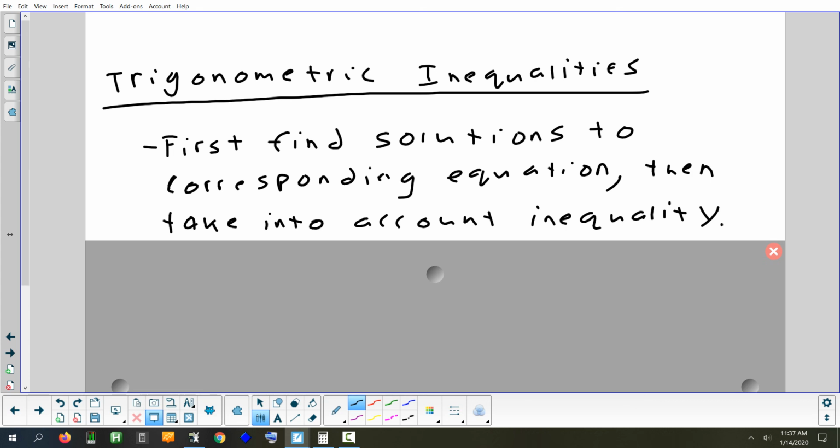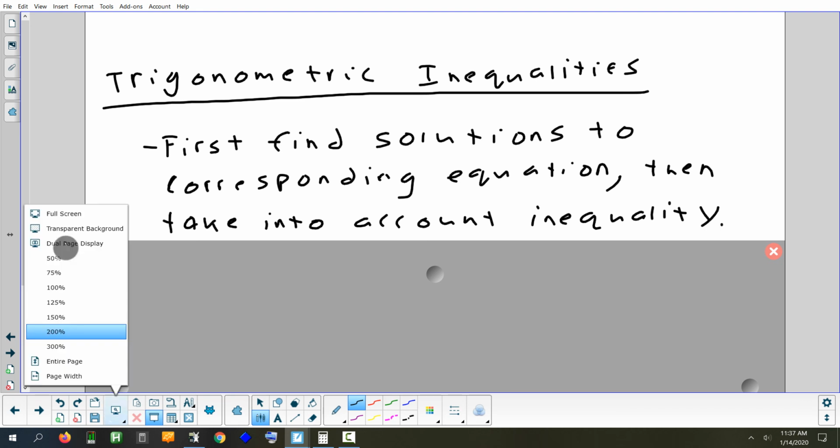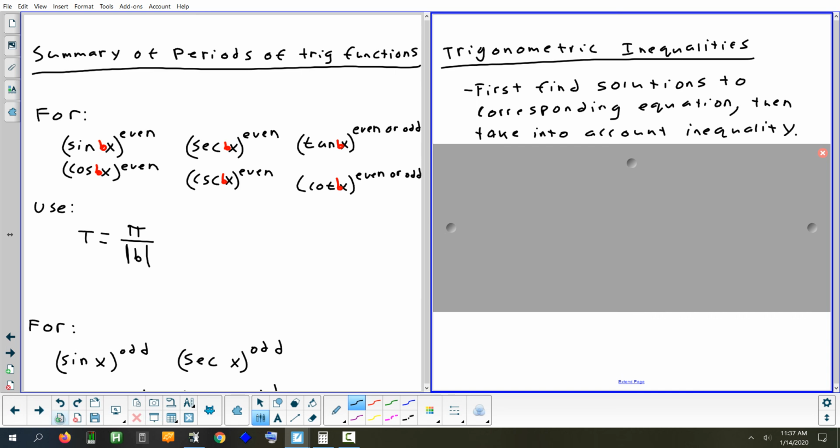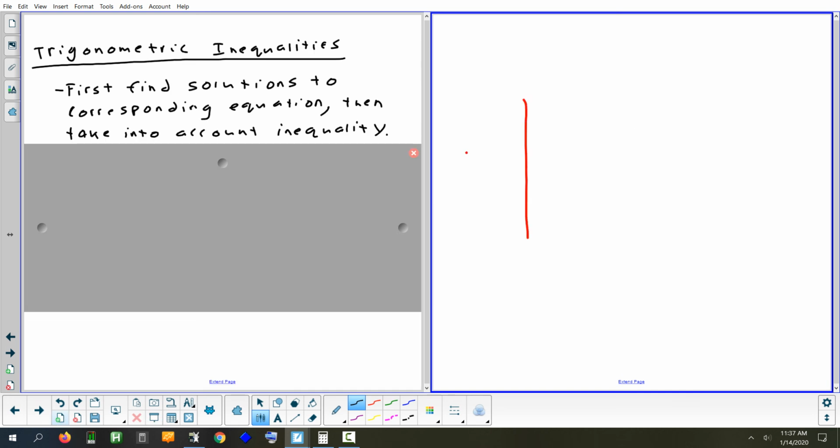So let's go like this. Let's say I gave you a graph, and it looks something like this. And I asked you where that particular graph was above 0? Well, it would be from here to here. So you'd have to find the roots, just like we did. And you'd have to describe that interval.